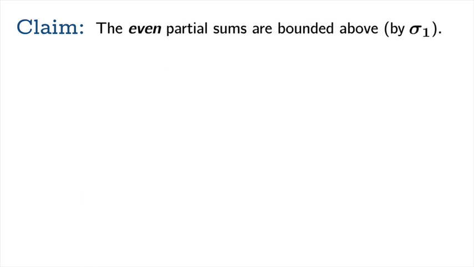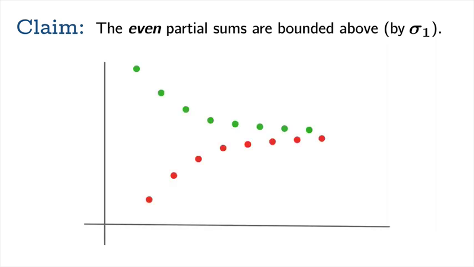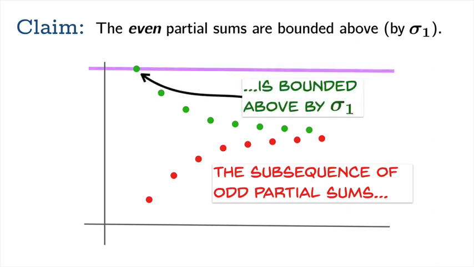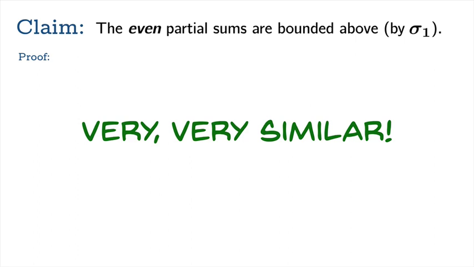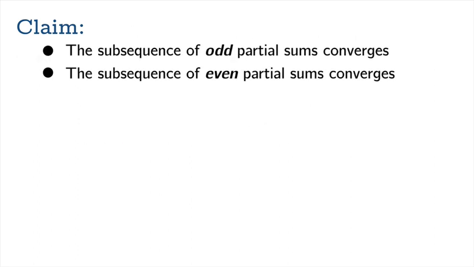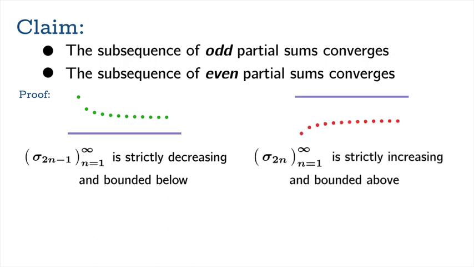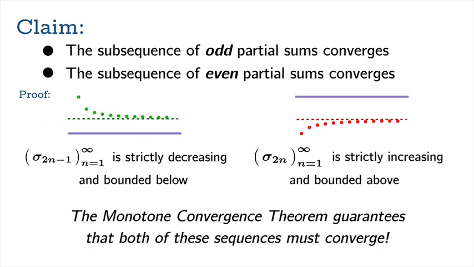So there's another claim, obviously. The even partial sums are bounded above by sigma 1, and in your picture, you can see that, and you can prove it in a very similar manner. So now it's time for the monotone convergence theorem to kick in. The subsequence of odd partial sums converges, and the subsequence of even partial sums converges. Why is that true? Well, from what we've done and what was left for you as an exercise, we've proved that the odd partial sums are strictly decreasing and bounded below. The even partial sums are strictly increasing and bounded above, and then the monotone convergence theorem guarantees that both of those have to have limiting values.